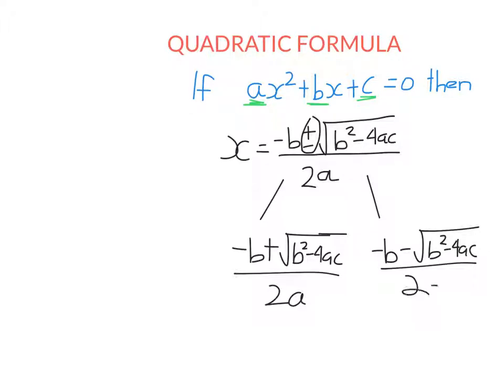So in case you're wondering how this formula can come about, it's actually pretty easy to prove. You can just solve this general equation by completing the square and you end up with this formula here.